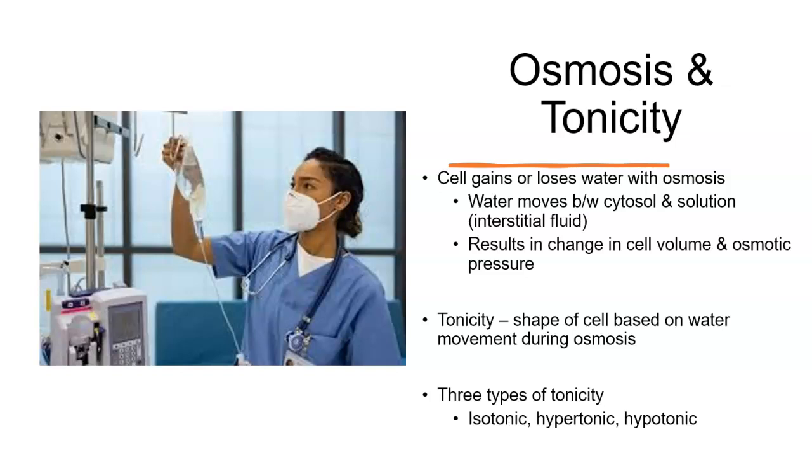So there are three types of tonicity. Iso means same, so same concentration. Hypertonic, hyper means above, over, too much. So a hypertonic concentration has more solutes than another. A hypotonic, hypo means low. So a hypotonic solution has fewer solutes than another.